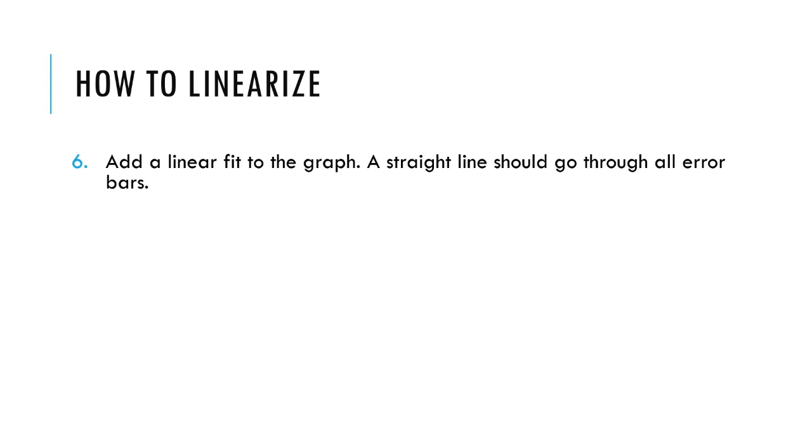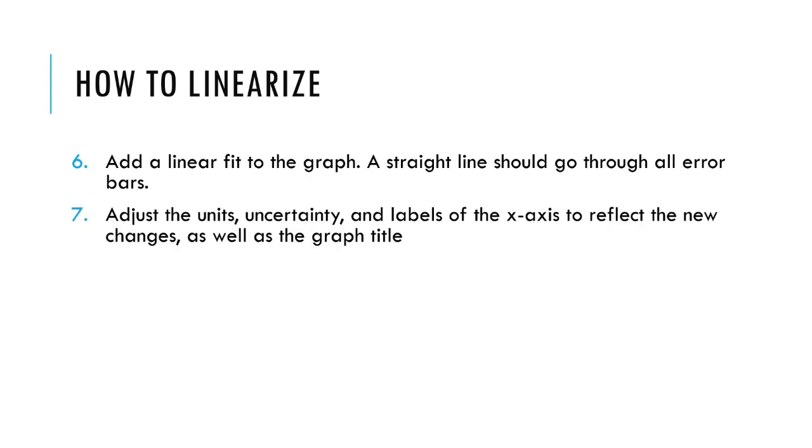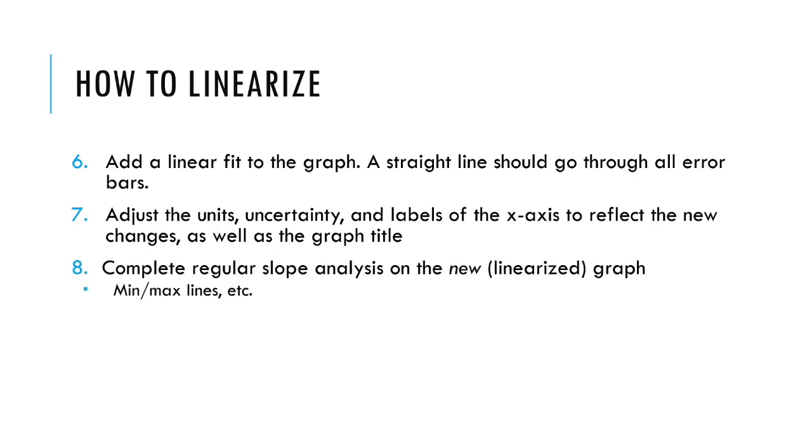Next, you add a linear fit. If a straight line goes through your error bars, you have chosen a good linearization. You are justified. Make sure you're considering what happens when you change your variable. Uncertainty will change, units will change, all your labels and titles will change. Just like in the last one, we had t squared, so that had to show up everywhere.